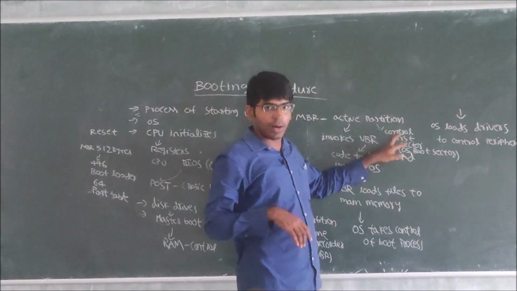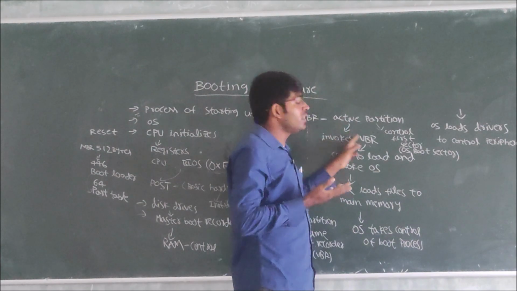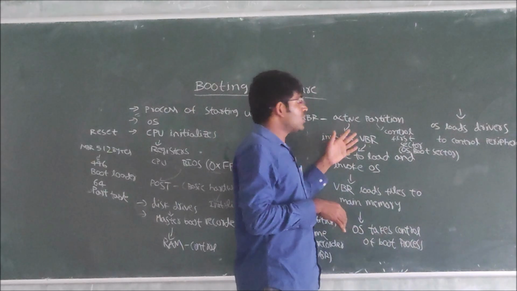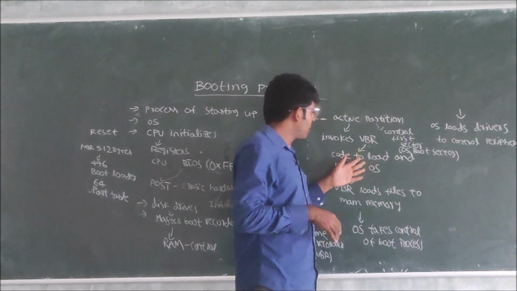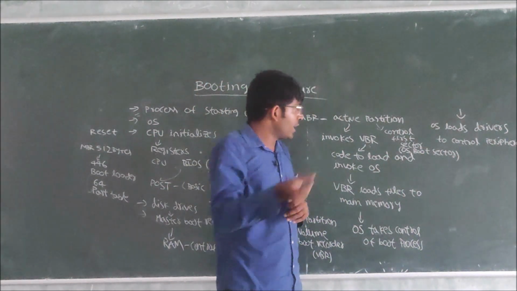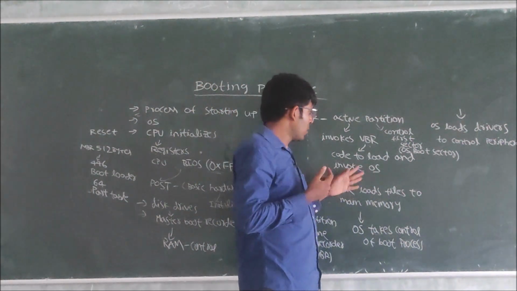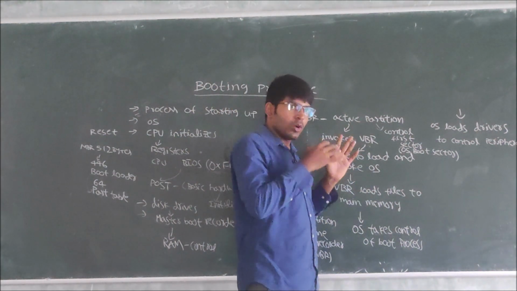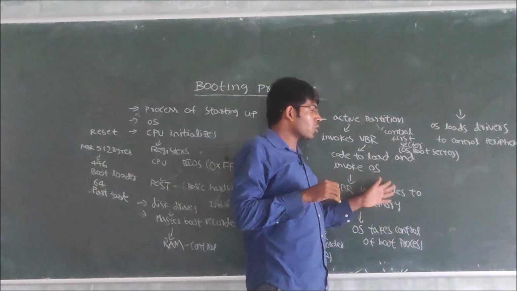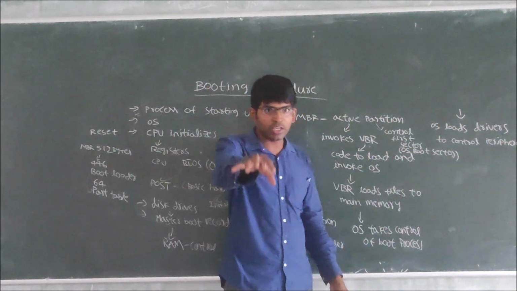After finding the active partition, it will invoke the VBR, the volume boot record. In this VBR only, where this VBR is located, we will have the code to load and invoke the OS. Once the OS is loaded, it will be invoked, and the VBR loads the related files of the OS to the main memory, and now the OS will take control.